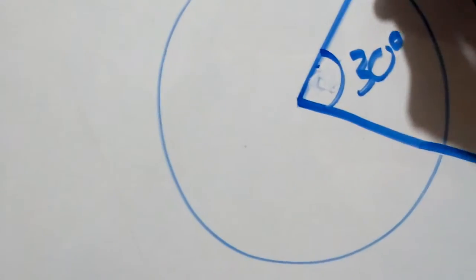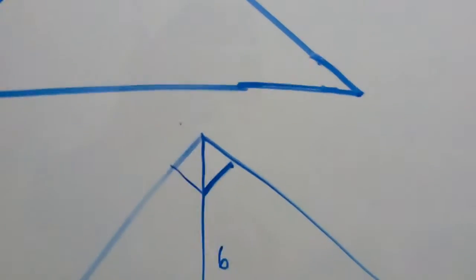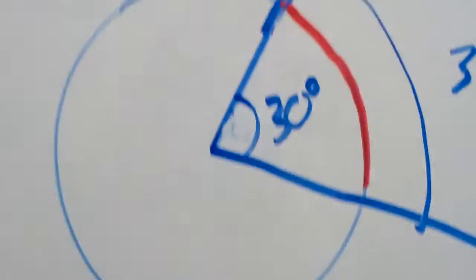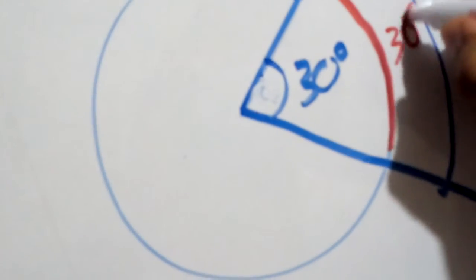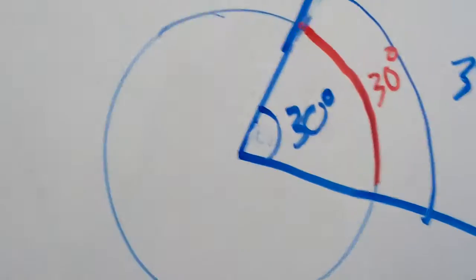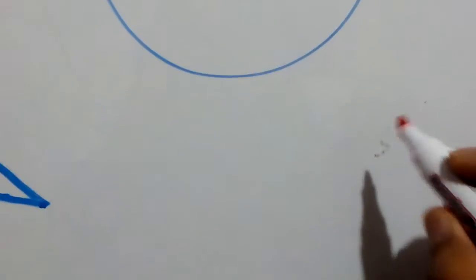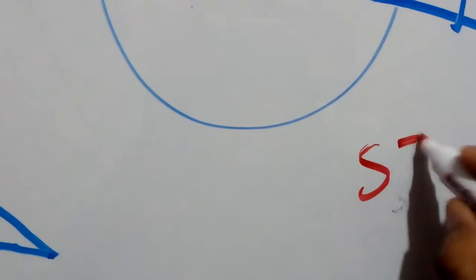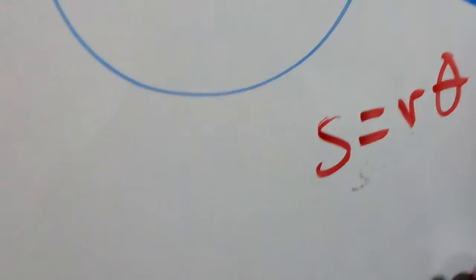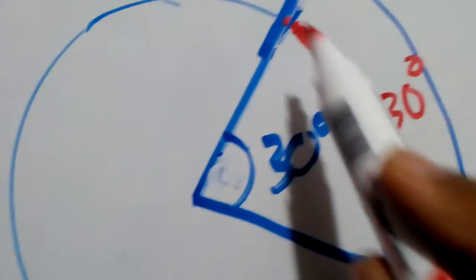Let me take another marker just to make sure you're following me. This arc of the circle is also 30 degrees. I am not talking about the length of the arc, because if you are talking about length, you have to use the equation S equals r theta. But we are talking about degrees. So here is 30 degrees, here is 30 degrees, here is 30 degrees.